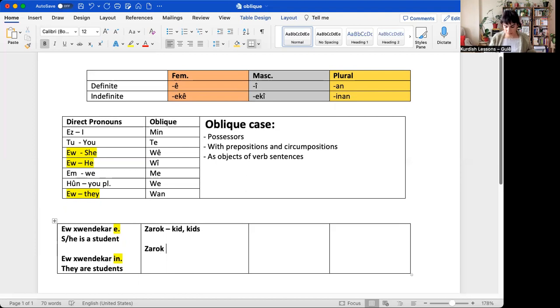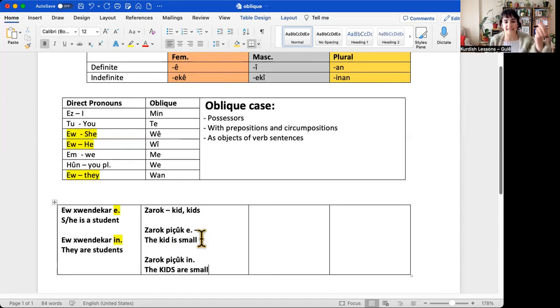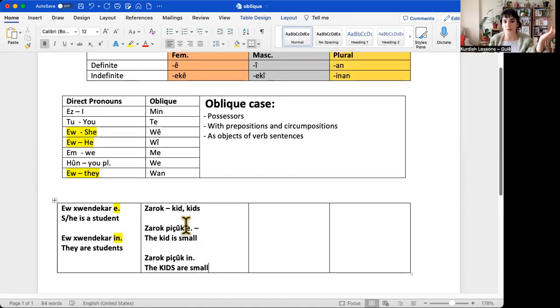If you say Zarok, the kid is small, so it is singular. But if you say Zarok, the kids are small. So ending is really important. You need to learn it by heart. Zarok can be one Zarok or many Zarok. Khwandekar can be one student or many students. Ketchuk can be one girl or many girls. It depends on your word, on your ending. Don't forget it. It's our first rule for Kurmanji.